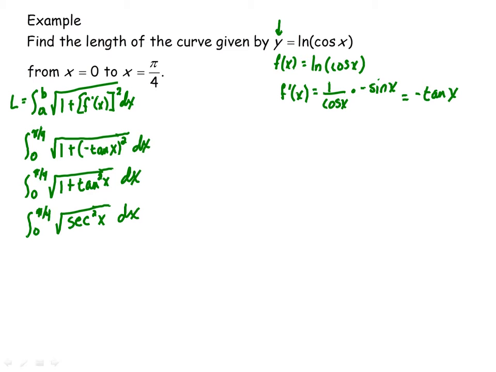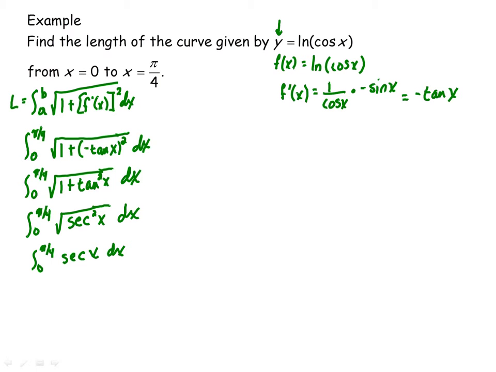What happens when you square root a square? They cancel each other out. So what do you think is the square root of secant squared x? Secant. So we have the integral from 0 to pi over 4 of simply secant x dx.